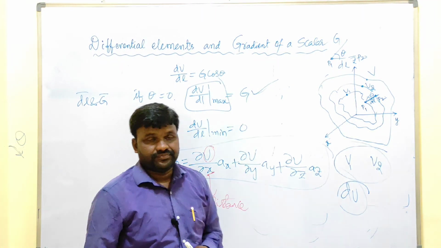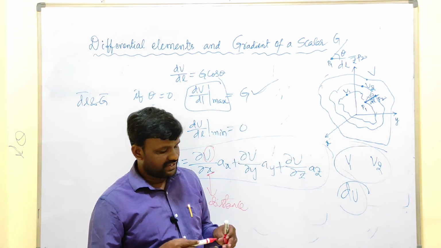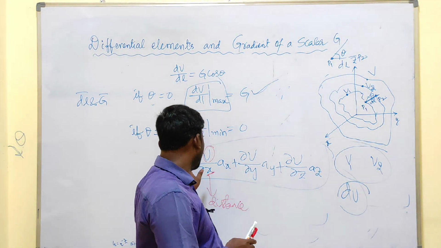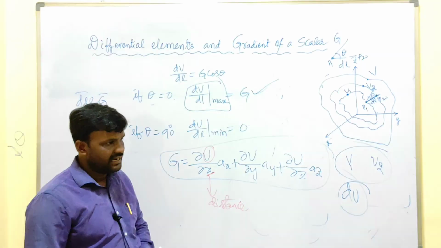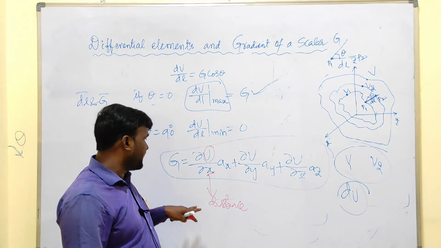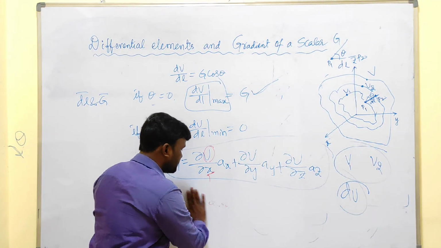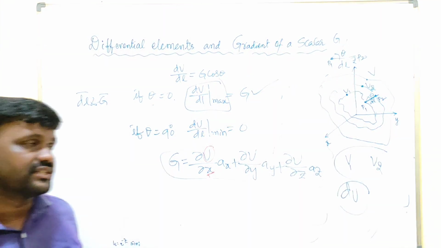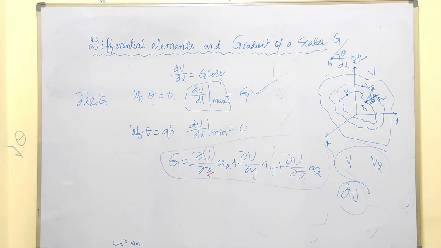In this class we have discussed differential elements and the gradient of a scalar function. The gradient is given by dou v by dou x, ax plus dou v by dou y, ay plus dou v by dou z, az. Of course, we can write the gradient formula in the cylindrical and spherical coordinate systems easily by using h1, h2, h3 parameters.